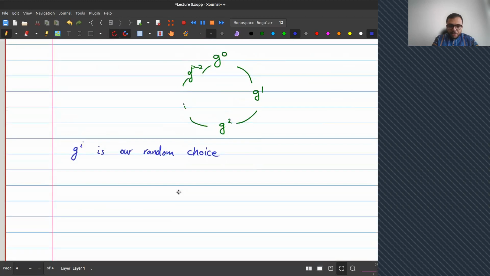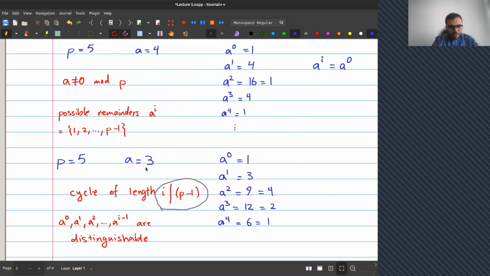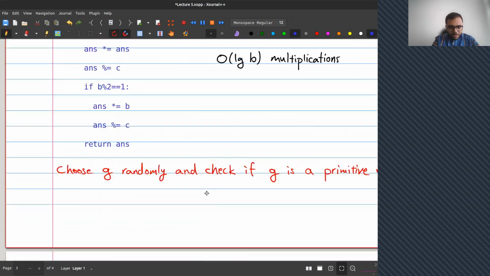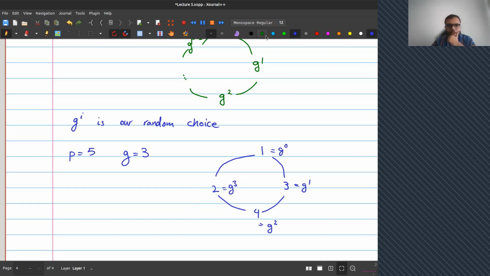Okay, so let's do this example again. So let's say my prime P is 5 and my primitive root G is 3. So what is my cycle? I have 1, then I have 3, then I have 4, then I have 2, and then I have 1. This is my cycle, right? And this 1 was basically G to the power of 0, 3 was G to the power of 1, 4 was G squared, and this 2 was G cubed. Hopefully I don't have any mistakes. I'm not great with calculating anything.